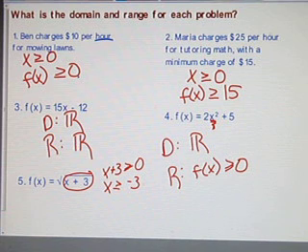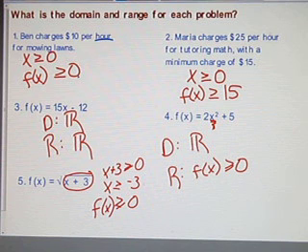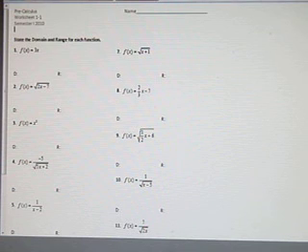My range, well, if I always have a square root of a positive number, my range, what I get out for an answer, will always be positive. So I'm always going to have a positive answer. It could be a decimal, it could be still a square root, but it's always going to be positive.